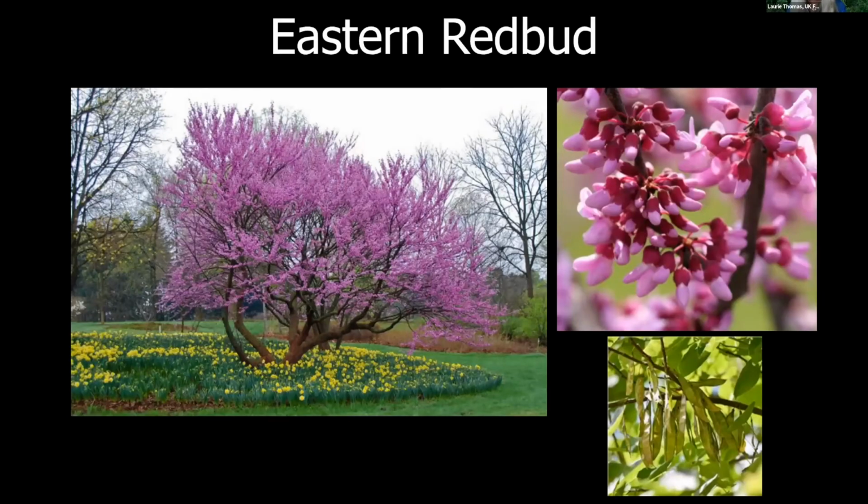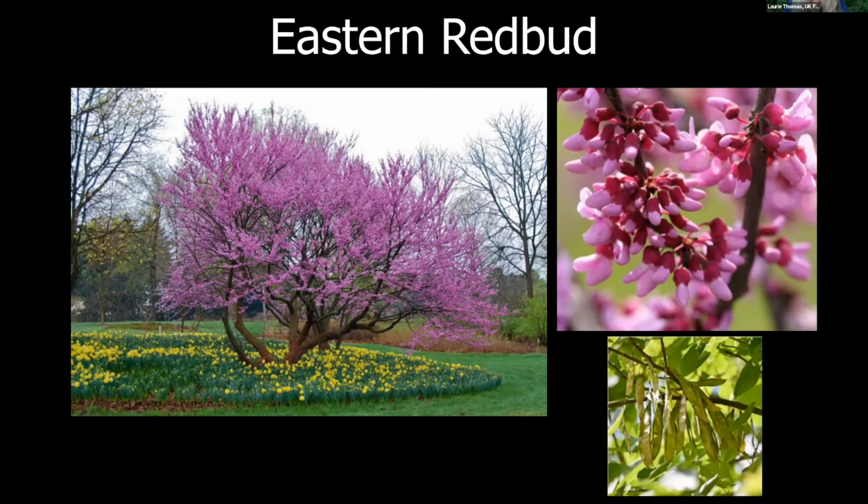It's a great little understory tree. A lot of us will have this planted in our yard. It's easily found in the forest. It likes to occupy disturbed sites as well. You'll see it a lot of times growing along road cuts and whatnot. Beautiful spring flowers, lovely heart-shaped leaves. And then it is in the pea family or the legume family. So it looks like pea pods or bean pods hanging from it this time of year. And in fact, the one outside my window, they've already turned brown. The fruit has on that. So that's our eastern redbud.